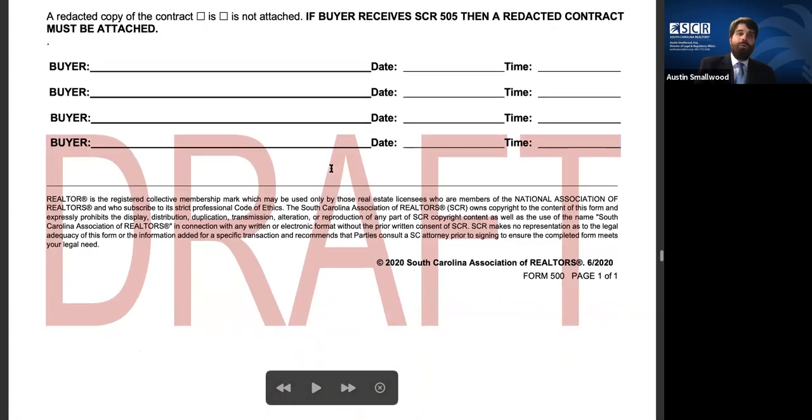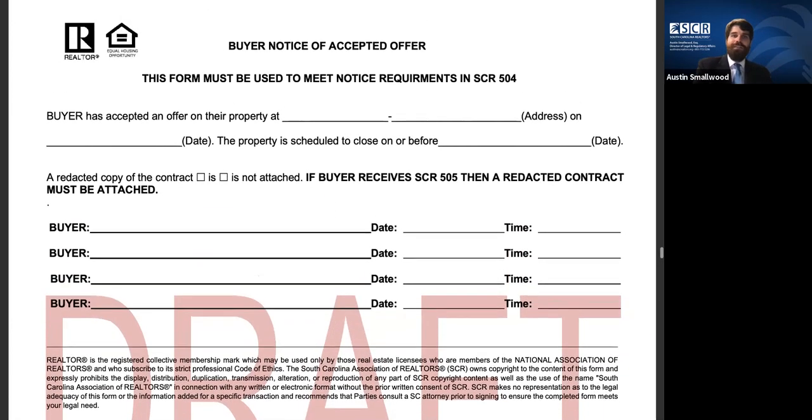And then we have 4 buyer lines. The seller does not need to sign this form since it's a buyer notice. It is a unilateral communication from the buyer to the seller. So a seller will never sign this form.